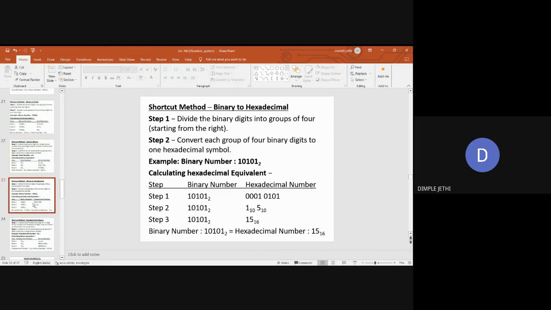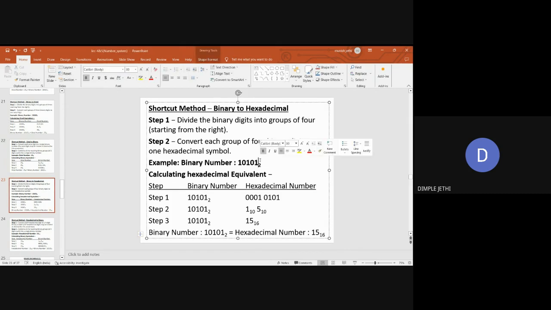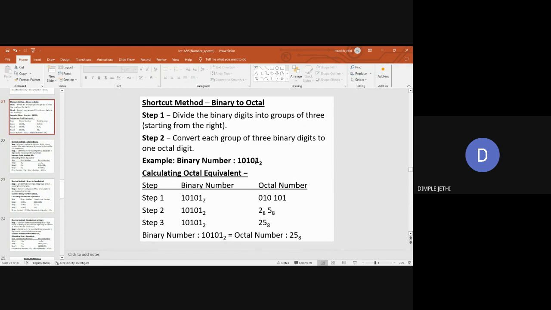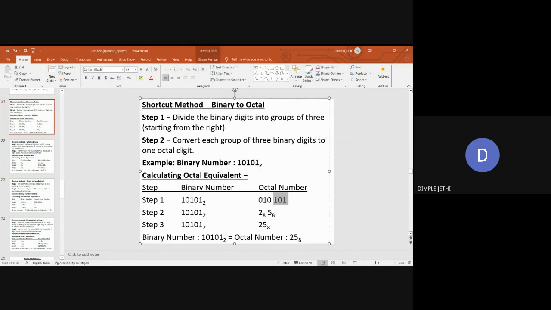Okay, next is if I have to do binary to hexa. For binary to octal, what was I doing? I was writing these binary numbers in a group of 3 from the right hand side. 101, then 01, then there is no third digit, so we just add 0. From right to left, group of 3.